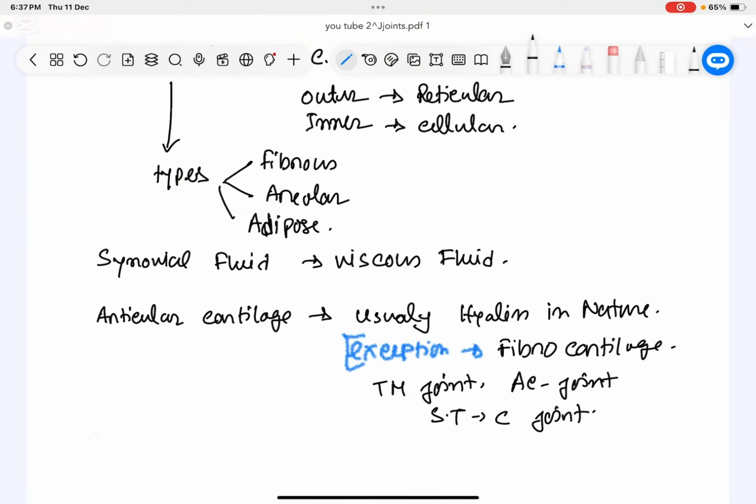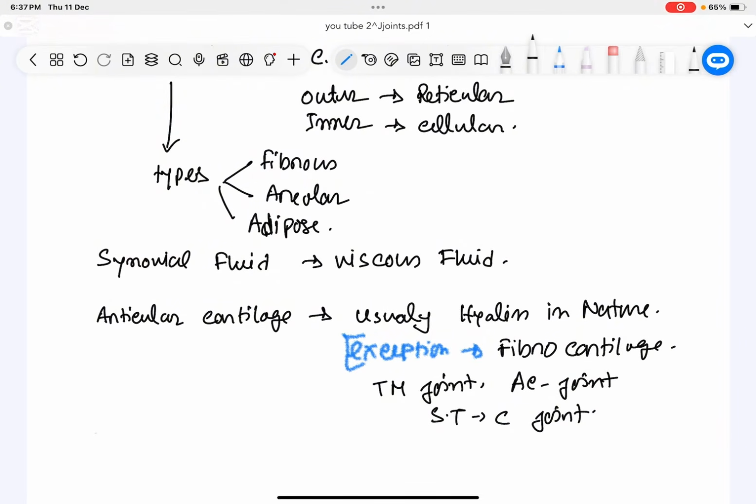So, related with the articular cartilage, we have to remember usually it is hyaline in nature. Exceptions are there. In some joints we can get fibrocartilage also, examples I said. And articular cartilage is mainly made up of collagen tissue, type 2 collagen, and they are avascular, and unlike normal cartilage which is covered by perichondrium, it's not covered by perichondrium.